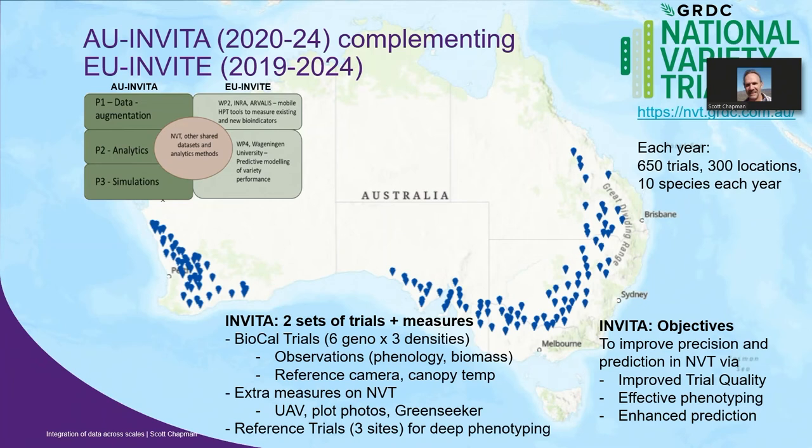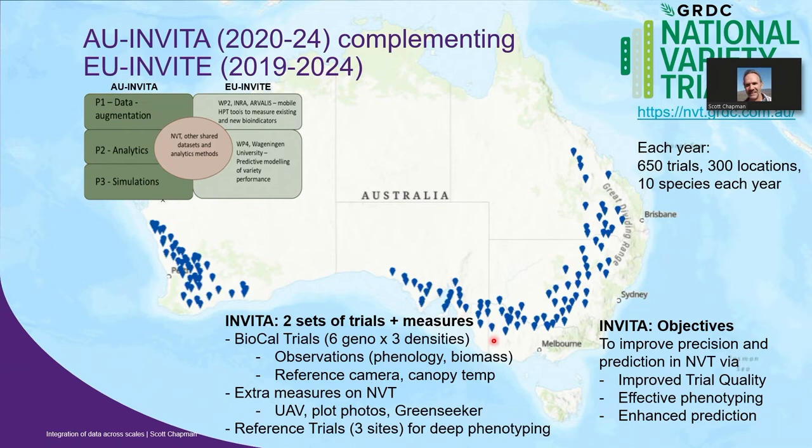The Invita project is a five-year project that complements the EU Invite project, which a few people might have heard about. And yes, we did steal the name from Invite and change the E to an A for Europe to Australia. And we've got a little bit more focus in our project. It's more about data augmentation, analytics and simulations. There's a few other work packages in Invite beyond these two on HCP tools and predictive modelling that we're not doing in our project. If you want to know more about the National Variety Trials, GRDC have a website that describes those. A lot of that data is presented on that website. Although if you want to use it, you do need to get permission to do so.